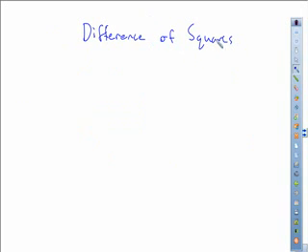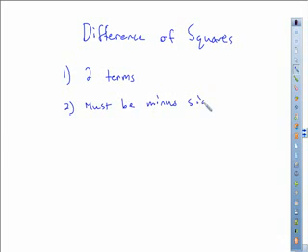The next type of problem we're going to talk about is called difference of squares. Now, there are a few requirements to be met in order for a problem to be a difference of squares. One, there are 2 terms. 2, it must be a minus sign. And 3, it must be a minus sign in between the 2 terms.